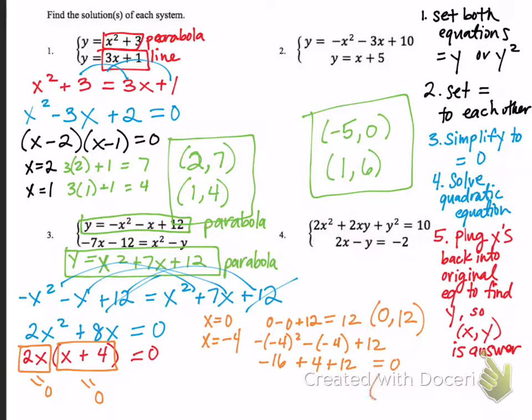Whenever you plug it into x squared, you do negative 4 squared first, and then you have the negative. So it'll just go up, because there's a negative out in front.